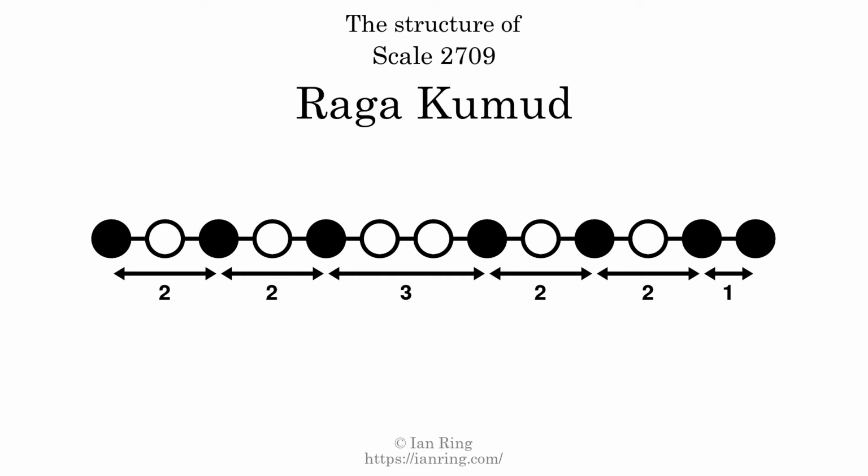The structure of a scale is a description of the interval distance between each successive tone. This scale has a structure of 223-221.